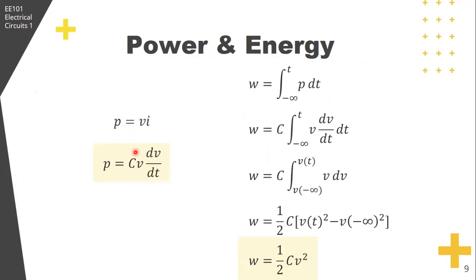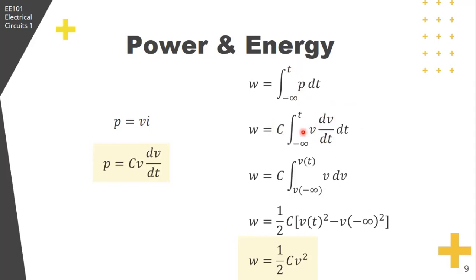Now, for the power, power is equal to vi, and power will be equal to C v dv/dt, since our i is C dv/dt, times v. Then for the energy, we integrate the power from negative infinity to t. Our capacitance is constant, so we'll have this one.